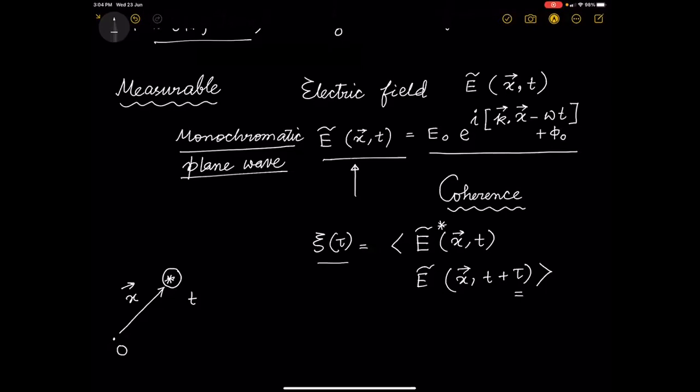So what is xi of tau? It's our 2-point correlation function, right? What will it tell us? It will tell us how monochromatic this signal is. As we said, if I calculate the 2-point correlation function for this, xi of tau will remain at a constant value up to very large tau, actually infinity. Which means that for a monochromatic signal, the 2-point correlation function assumes a constant value. So the coherence time is infinite.